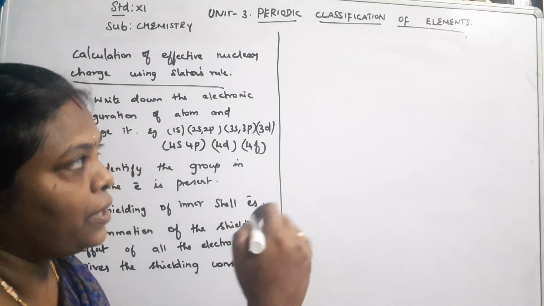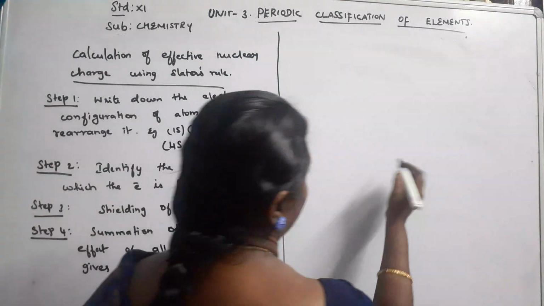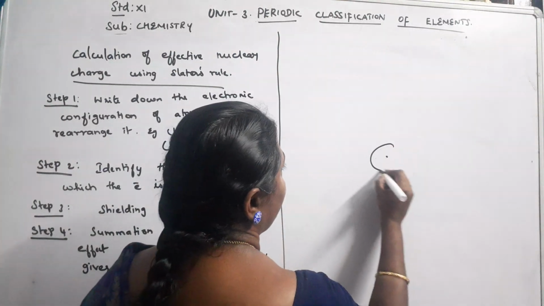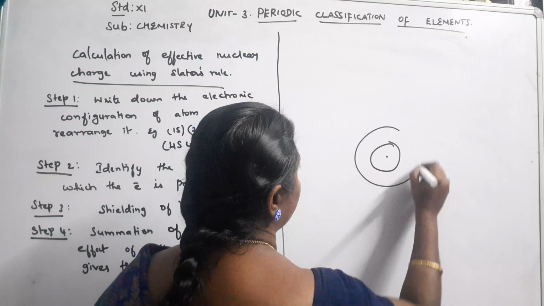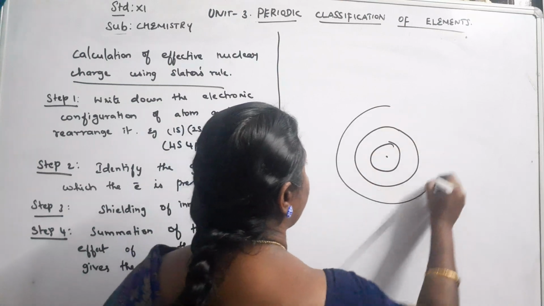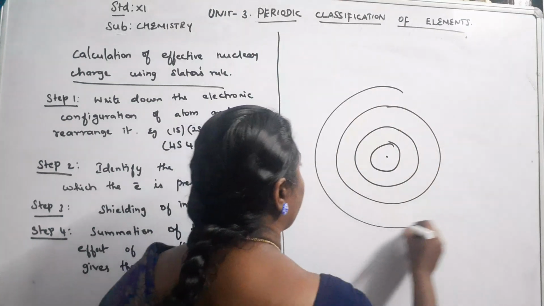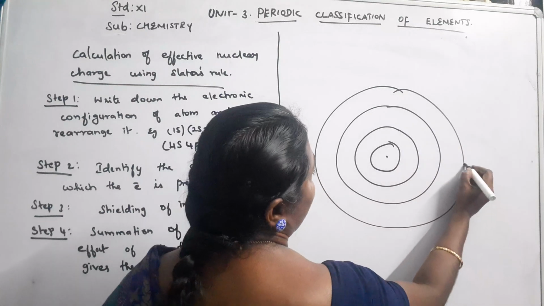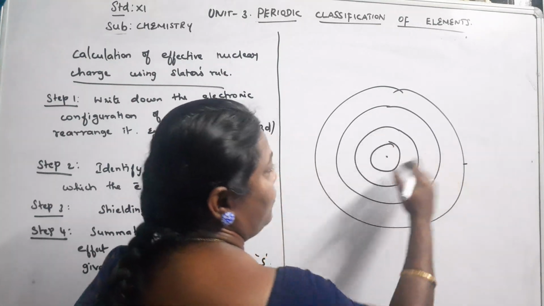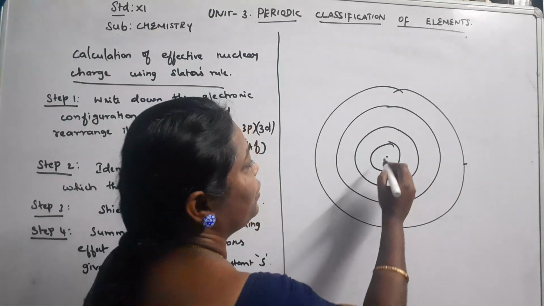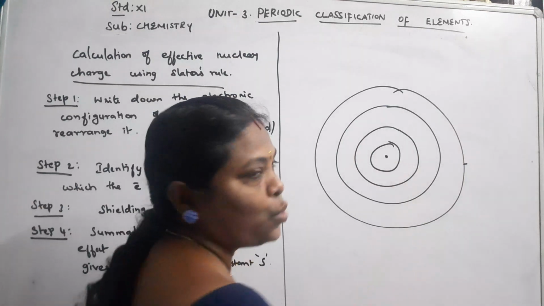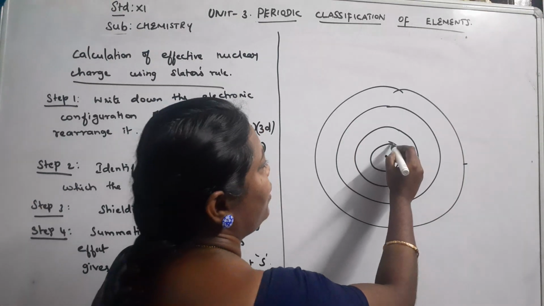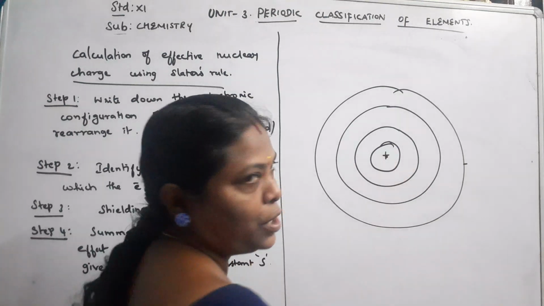Before that, let us recall once again. Let us consider an atom. This is the outermost shell. These are what we call the inner shells. Already we know that the center part of an atom is occupied by the nucleus. Therefore, the nucleus is considered to be a positively charged particle, isn't it?